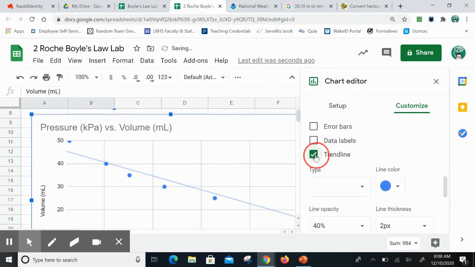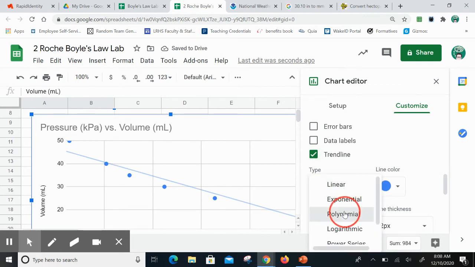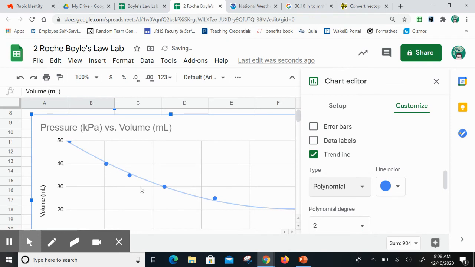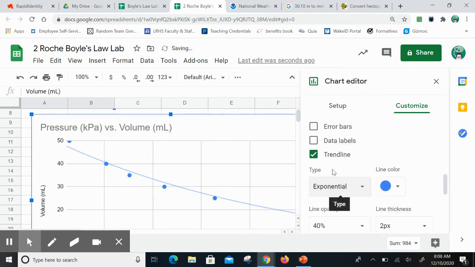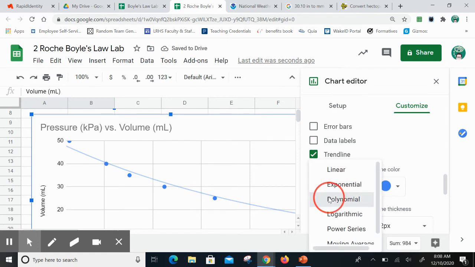So the trend line is here. It tries to put a straight line. I go, no, I don't want a straight line. I want more of like this kind of line. See, now it's all curvy like the one I want. So polynomial, exponential, not quite as good. So let's go with polynomial. There we go.